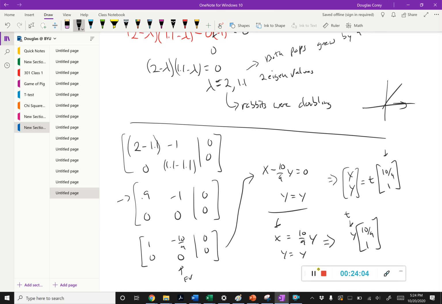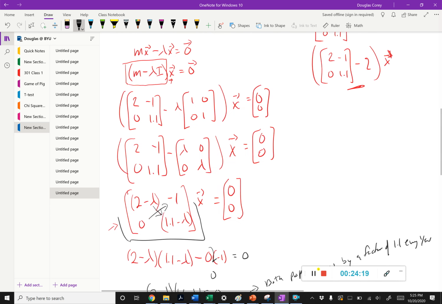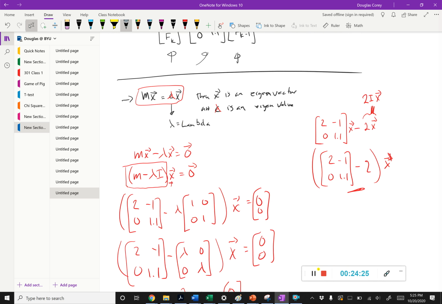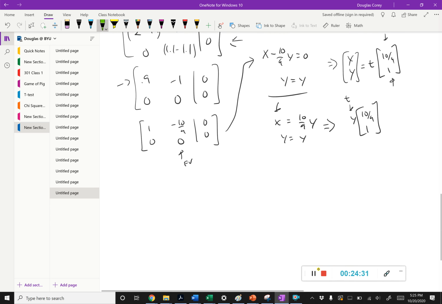It'll be in the null space of this system, but it also means that any multiple of this vector, if I multiply it by our original matrix M, where's my original matrix? If I multiply it by this matrix, then it should just multiply that vector by 1.1, because this is associated with lambda equaling 1.1. So this is our eigenvalue, and this is the associated eigenvector.